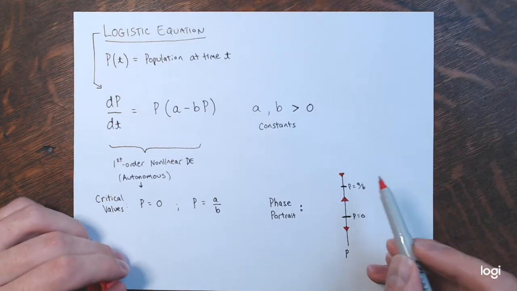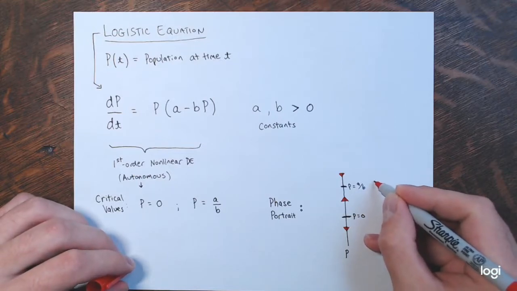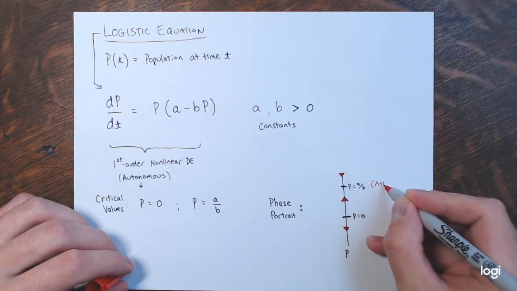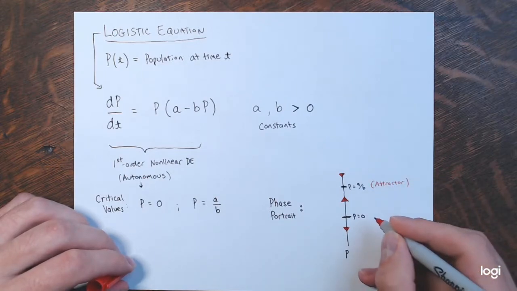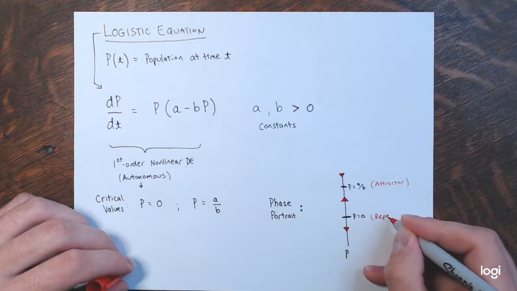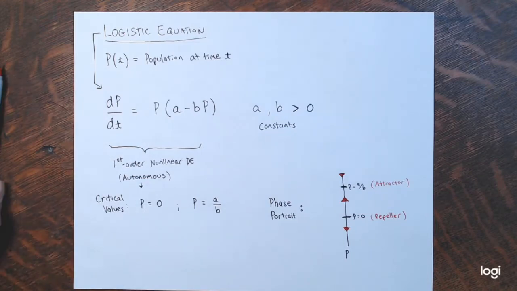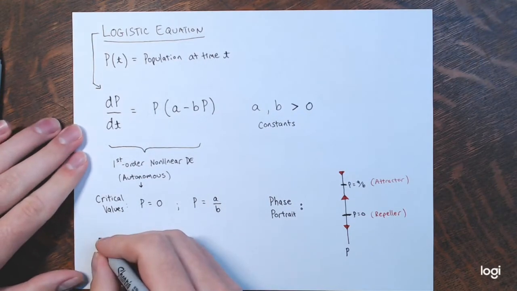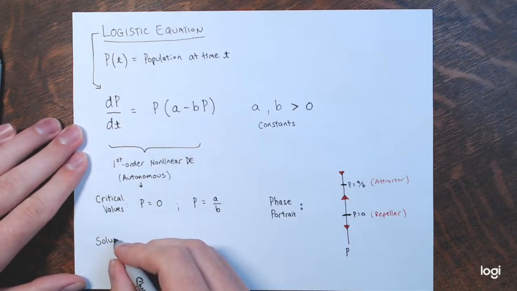So we'd see that P equals A over B is an attractor. P equals 0 would be a repeller. And some typical solution curves to an equation of this nature would look like the following.